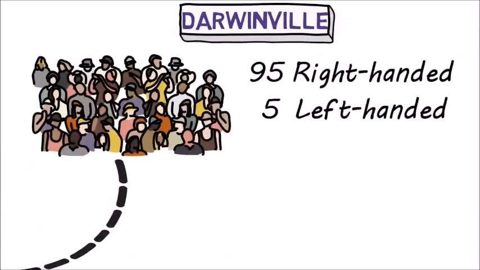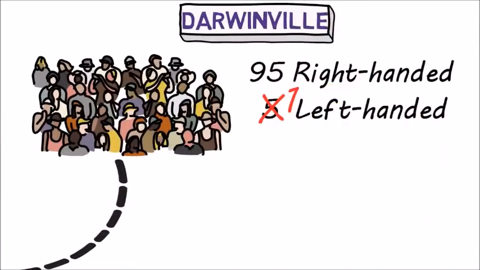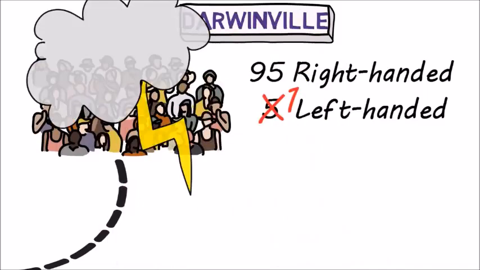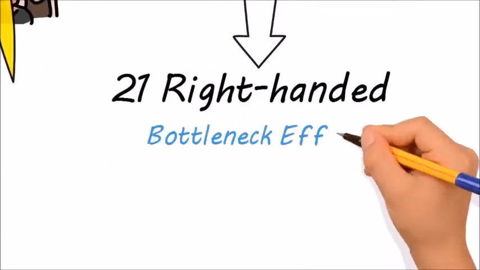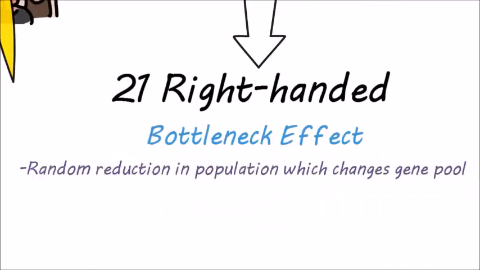So let's go back to our town of Darwinville, where we now have 96 people and only 1 lefty. Let's say a freak storm comes through and kills 75 of the residents of Darwinville, including our last left-handed person and all remaining recessive left-handed alleles. And then the new population, now 21 individuals, will have no left-handed posterity from this point on. So this is an example of the bottleneck effect when there's a random reduction of the population due to some random event. So hopefully this video and these examples were helpful.